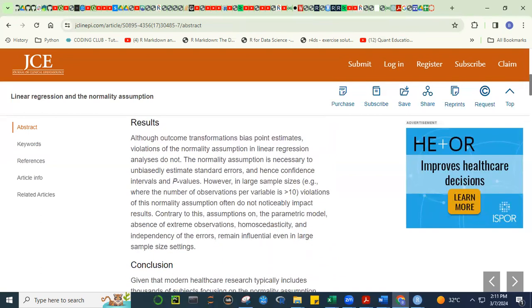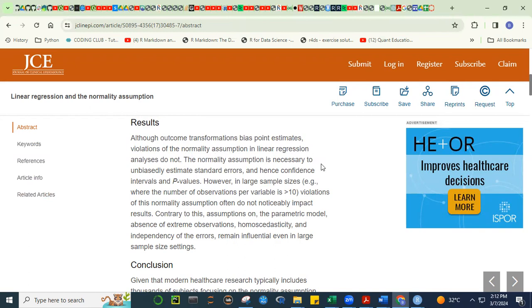Okay, so ano yung result ng study nito? Although outcome transformations bias point estimates, so sabi dito, pag nagtatransform tayo ng data, pwedeng maging bias yung estimates. Violations of the normality assumption in linear regression analysis do not. So pag nag-transform ka ng dependent variable kasi hindi normally distributed, pwedeng maging bias yung estimates mo. Pero kung hindi mo i-transform, kahit na-violate yung normality assumption, okay lang yun kasi hindi mababias yung estimates mo. Okay?